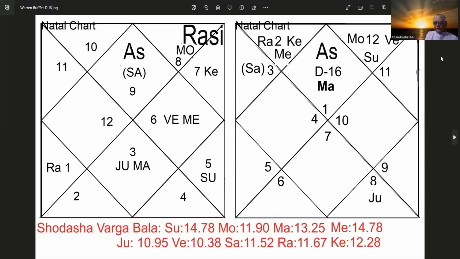You can see here in the ShoDashāMsha Varga Bala, Sun gets 14.78, Moon 11.90, Mars 13.55, Mercury 14.78, Jupiter 10.95, Venus 10.38, Saturn 11.52, Rahu 11.67, and Ketu 12.28. So all of these planets are capable of giving good results. Of course, more strength, I would say, would be derived from Mercury and Sun. There's no doubt. So how will this play out?